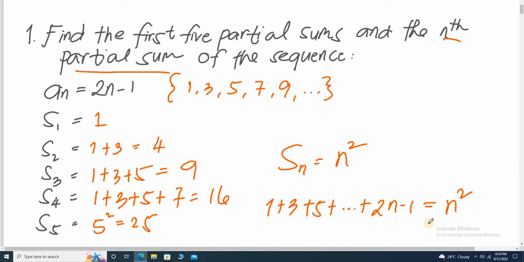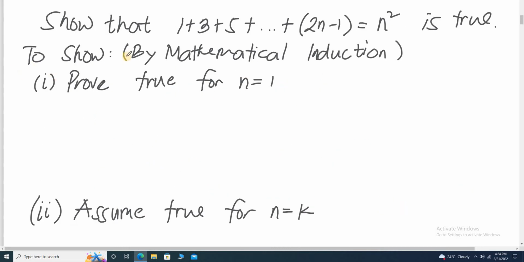Now, how can I be sure that this equation is correct? We can do this by mathematical induction. So show that this equation is true. This is what we solve. The nth partial sum is n squared. The sequence a sub n is 2n minus 1.